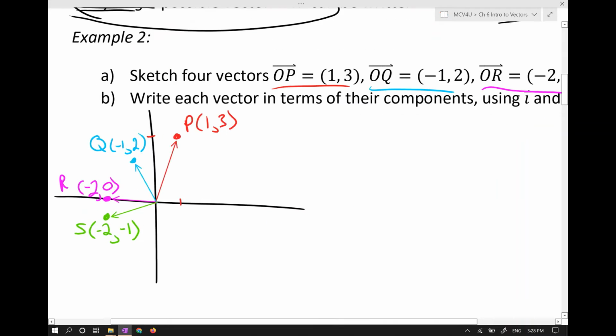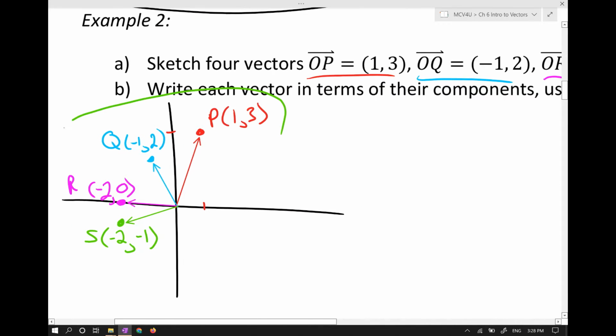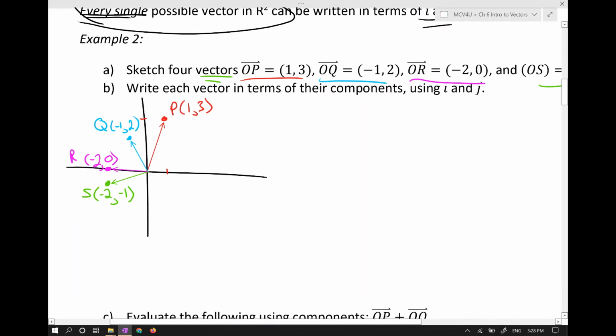We have our 4 vectors, P, Q, R, and S. Now notice, the question asks us to sketch the 4 vectors. If you forgot to sketch your arrows, if you had just sketched the points P, Q, R, and S, you would not have earned the marks here because you're not sketching the vectors. We've just sketched the points. The vectors are the arrows. They are from the origin to those points. Good. So now we've sketched those vectors.